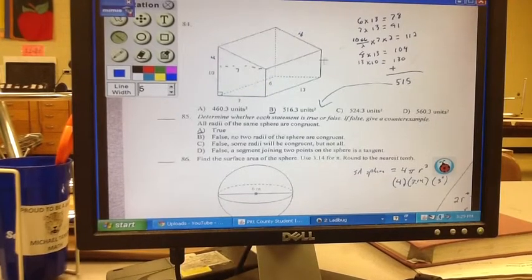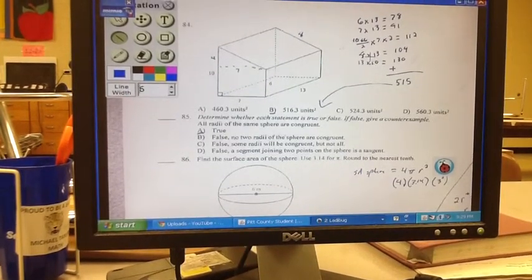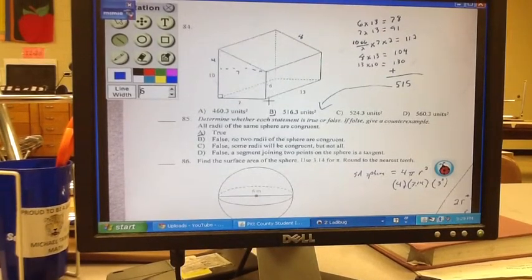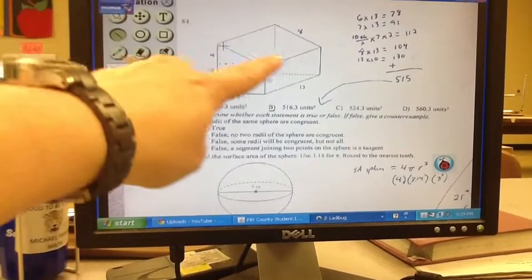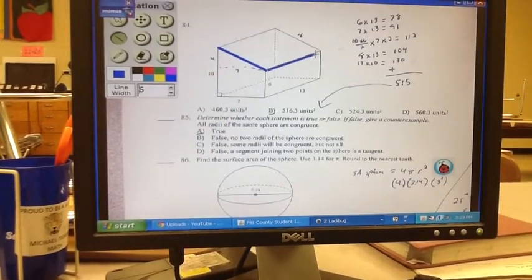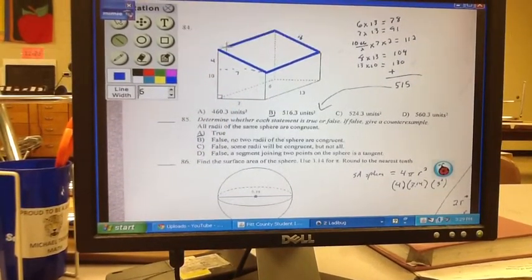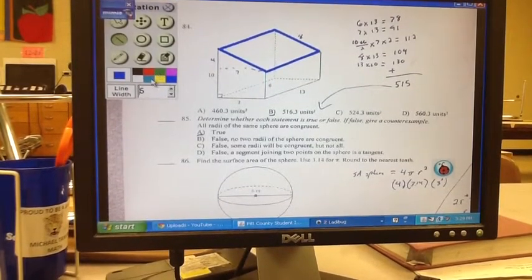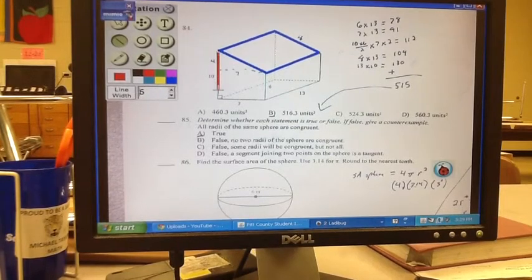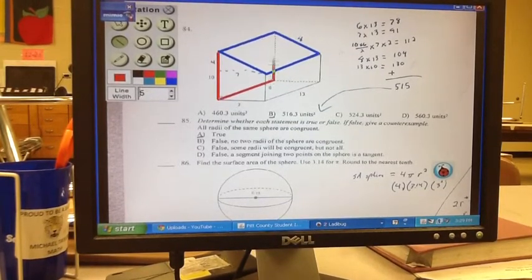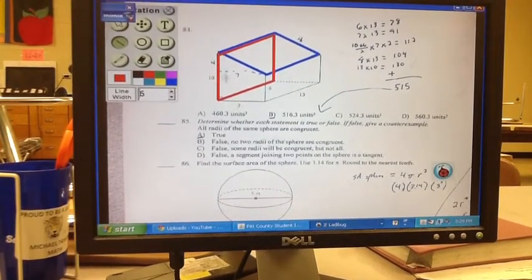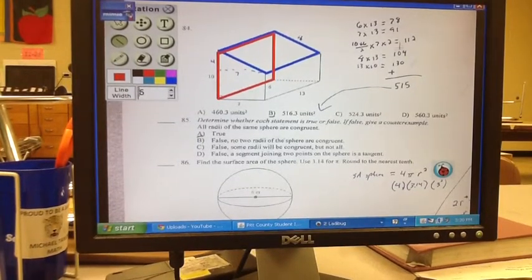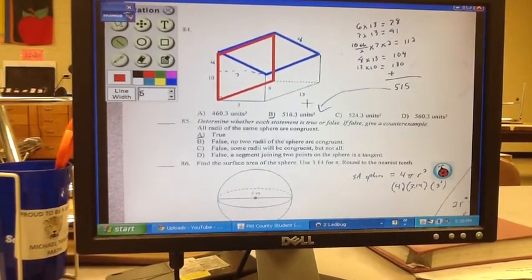My last two figures are another 8 by 13. That ends up being, let's see, 8 by 13. Oh, the top. That's right. So we got 8 by 13 here, and a 13 by 10, which is that back one in red. The 13 by 10 is this back figure, and that ends up being all our sides. Once I got all those, I added them together and got 515.